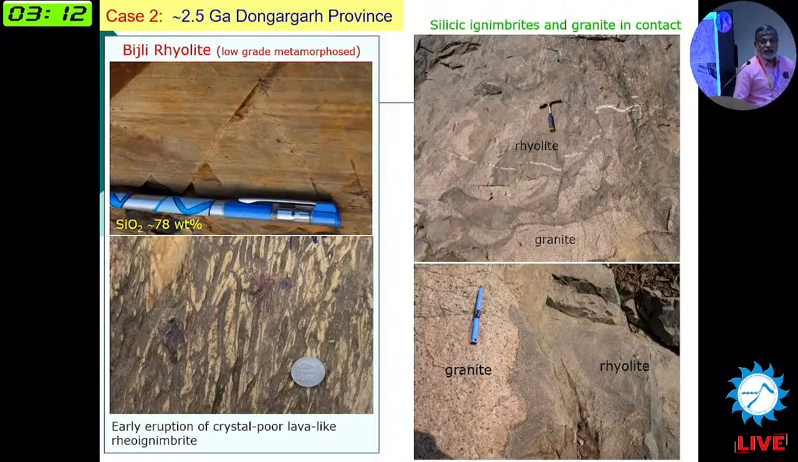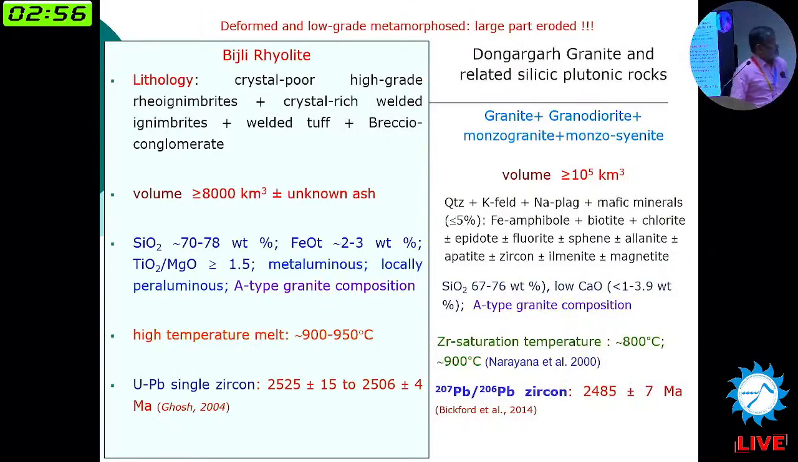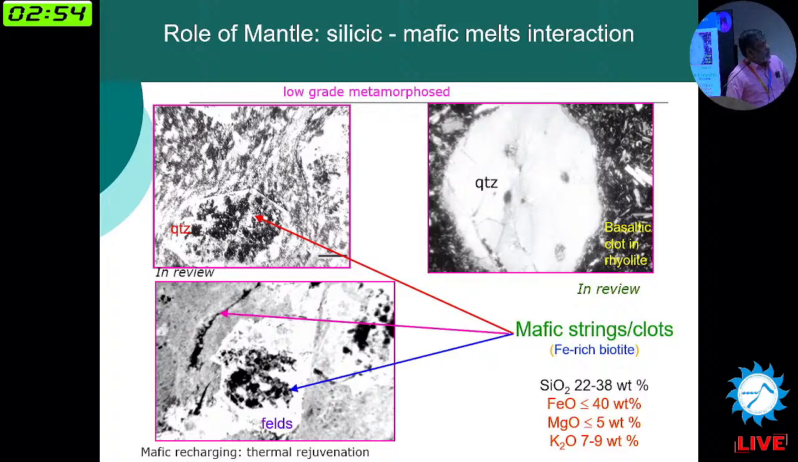Now, if I come to the next province, Dongargarh, the rheoignimbrites, granite and ignimbrites are in contact. It's a very rare location, and it is showing a grading relationship. And these are interactive processes with the mafic melts. It is now biotitized, chlorite-type composition, but these are features which indicate that probably the basic melt was interacting with the rock. This is a crystal-rich rhyolite.